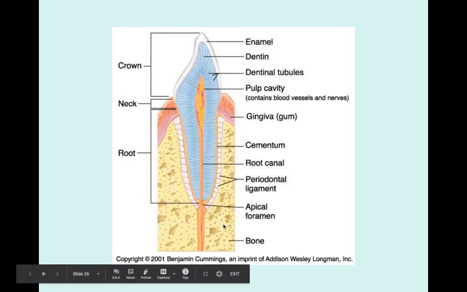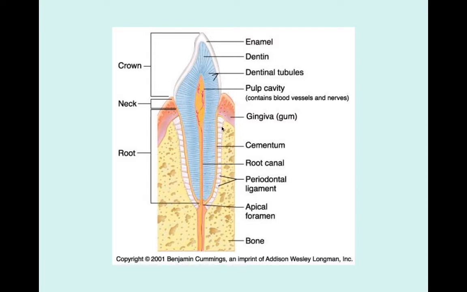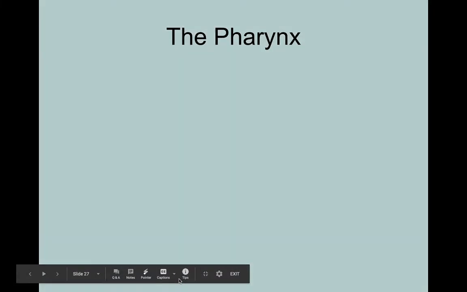And then, of course, this is your bone. This could be your mandible or your maxillary bone, depending upon which tooth we're looking at here. And then the apical foramen is just a little opening at the very end, or apex, of this root cavity, where the nerve and blood vessels are running on down into the jawbone.